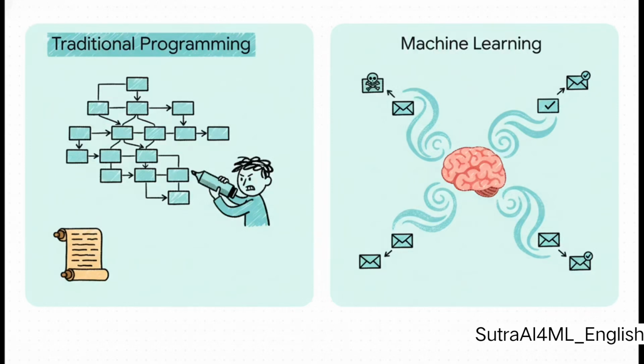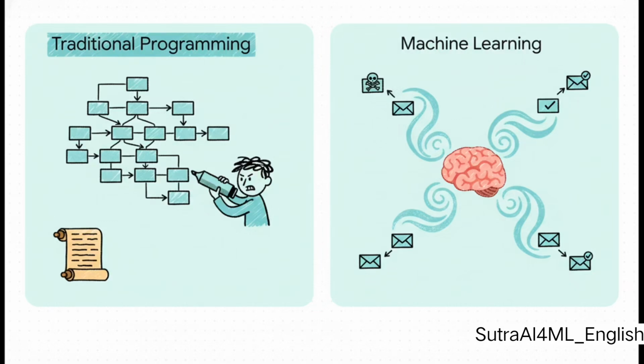So what is that big shift? Well, traditionally, a programmer would have to write out every single rule by hand. A giant list of if this happens, then do that. So for a spam filter, it'd be like, if an email contains the words free money, then mark it as spam. Okay, simple enough. But what if the spammer writes cash prize instead? You'd need a new rule, and another, and another. It's endless.